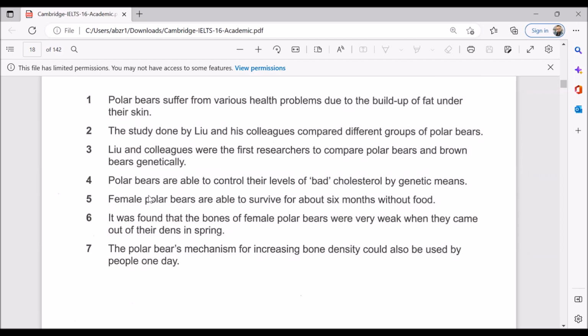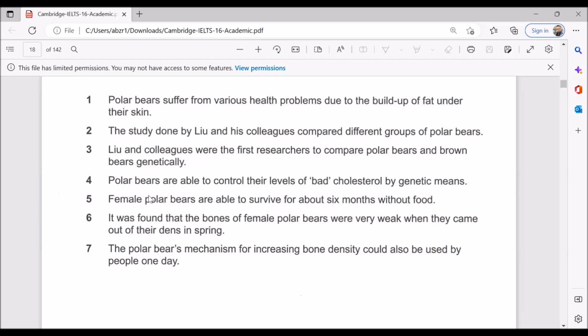We can also see whether similar information about Liu is given in paragraph 3, 4, 5 or not. But anyways, moving on, Liu and colleagues were the first researchers to compare polar bears and brown bears genetically. First researchers is a very important word. Brown bears and polar bears, these are the keywords. Liu and colleagues was also there in question number 2. Number 4, polar bears are able to control their levels of bad cholesterol by genetic means. Bad cholesterol, control their levels, polar bear, genetic means, these are the keywords.